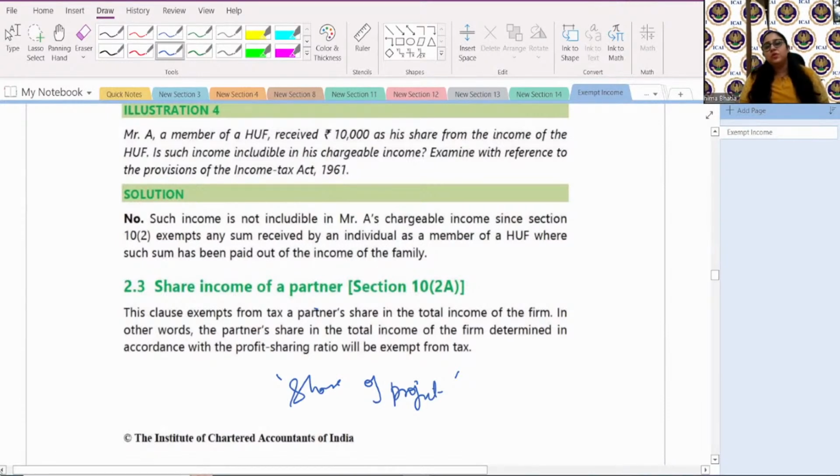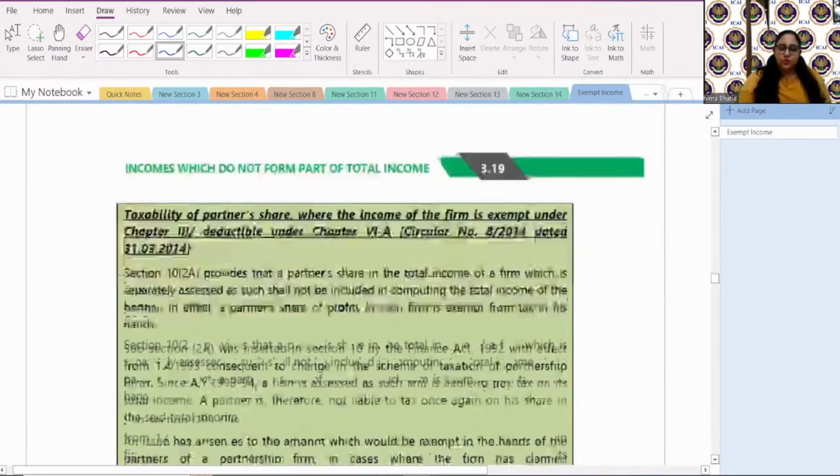Why? The firm has already paid the tax on its profits. Hence, the partner would not pay tax again. This is like avoiding the cascading or double taxation impact. It does not matter if the firm is not paying tax ultimately because the income is zero, or they are having deductions, or they're having tax holidays. It does not matter. The point is, in the firm's hands that profit is taxable. They are paying it to the partners. Nothing is taxable. This is what the circular says. Okay.